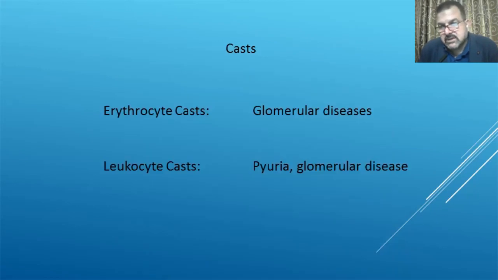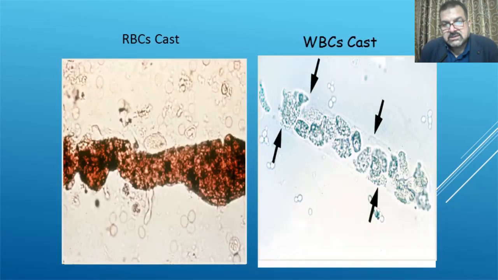Casts also can be seen in the microscopic examination of the urine, erythrocyte casts or leukocyte casts, which can reflect the presence of glomerular disease, as these casts come from the nephrons. This is an example of red blood cell casts or white blood cell casts.